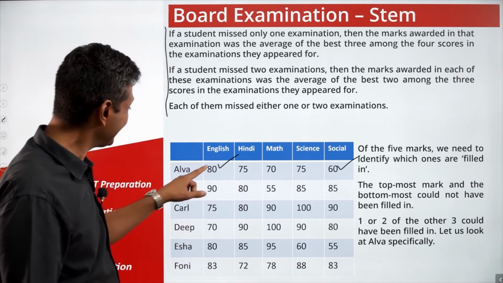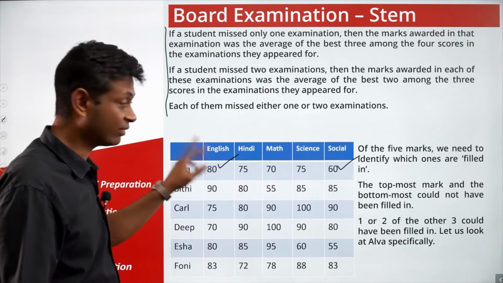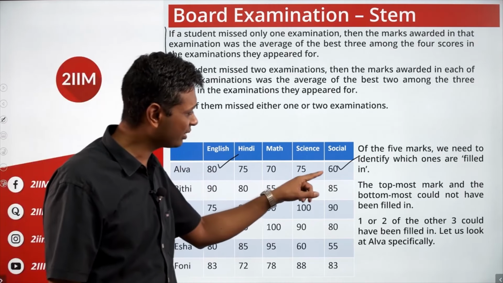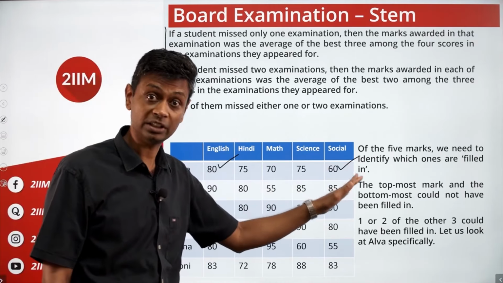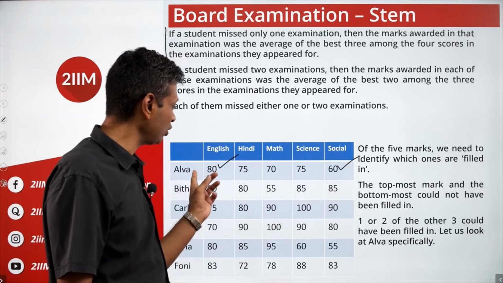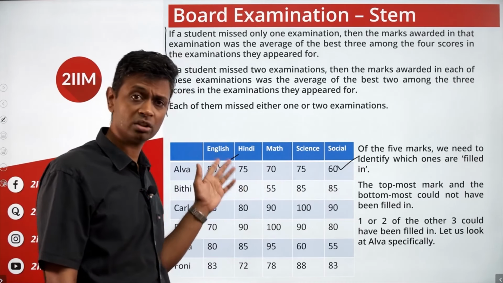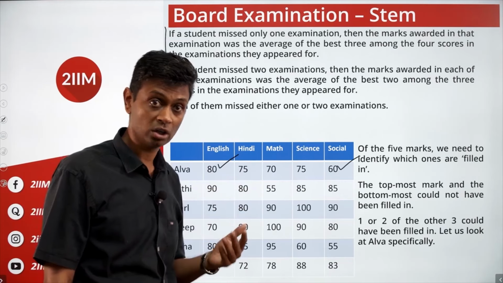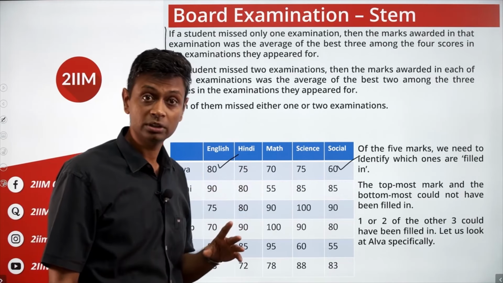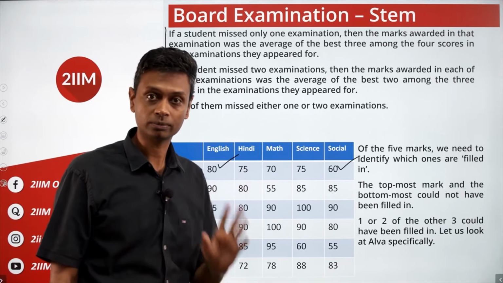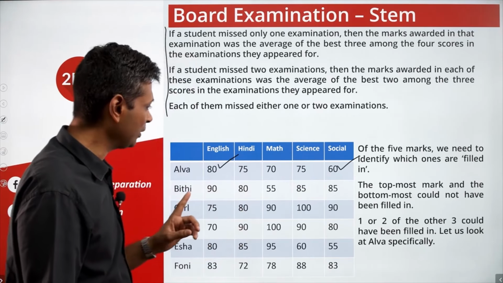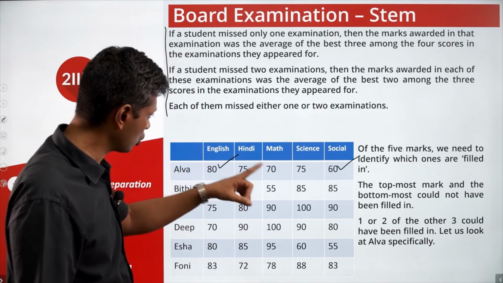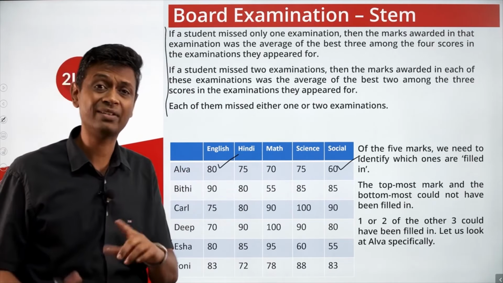Lovely. 80 is definitely included in computing the average. 60 is definitely not included. That is the least mark. 80 and 1 more giving the average is the number filling in 2 slots, or 80 and 2 more is the average that we are filling in 1 slot. Right? Definitely the bottommost score and the topmost score are not the average.